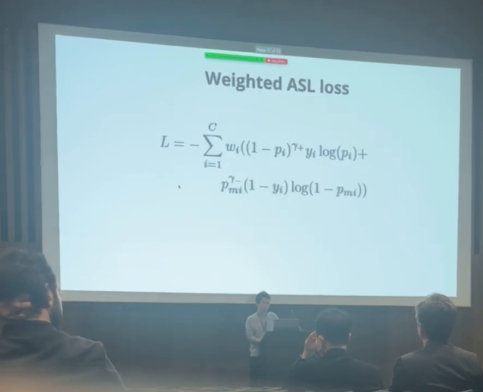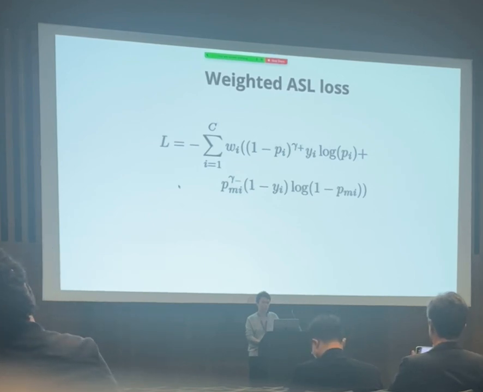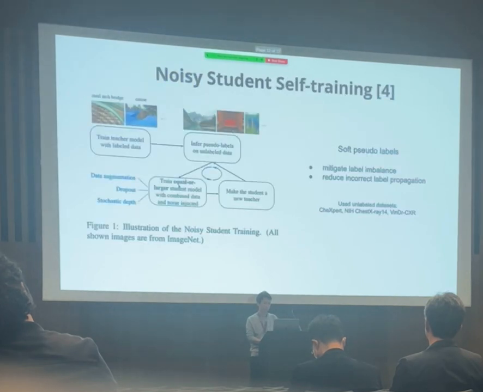And we identified that combining the two, using weighted ASL loss, resulted in the best results. And this shows that we have to identify both interclass and intraclass imbalance when considering multi-label and long-tail data.